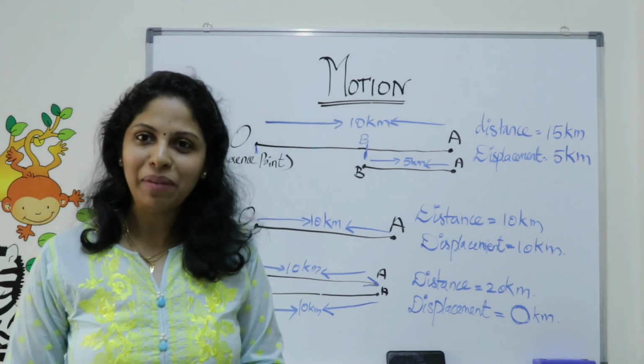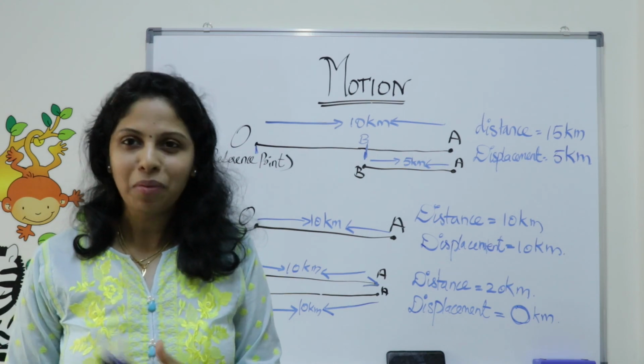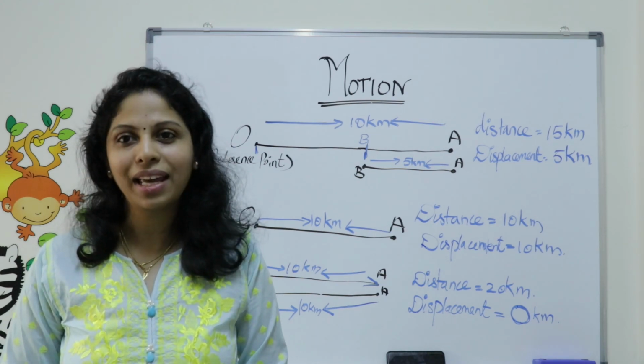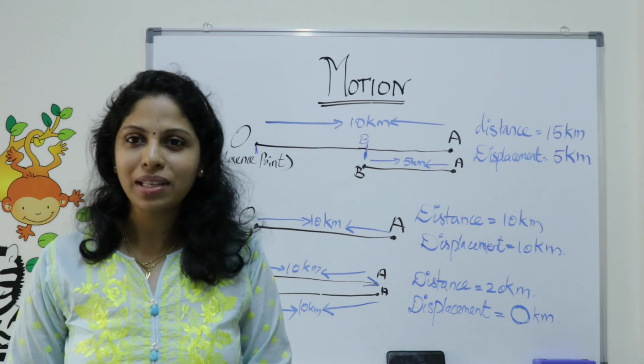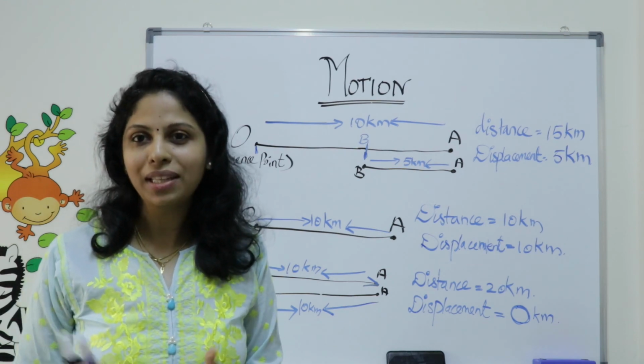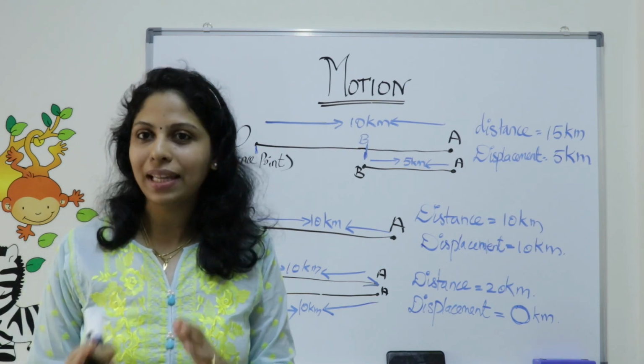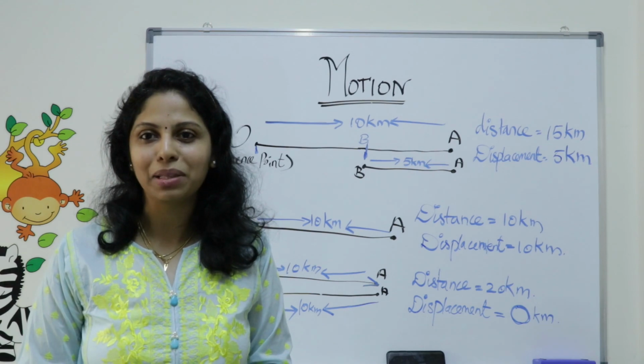So in this class we have learned what is meant by motion of an object along a straight line, and the two physical quantities which we learn in motion, that is the distance and displacement, and the difference between distance and displacement.